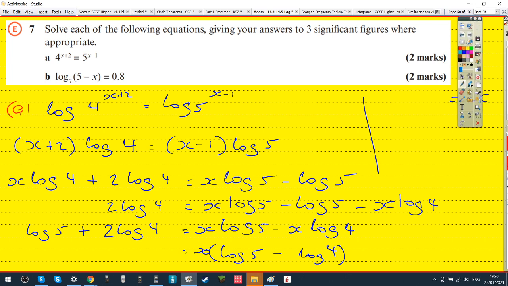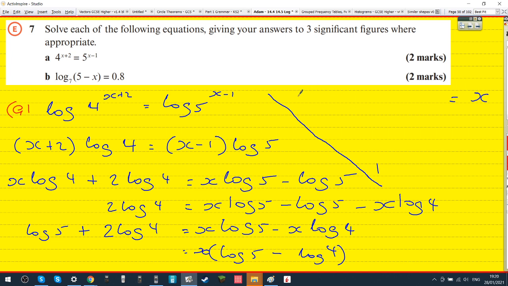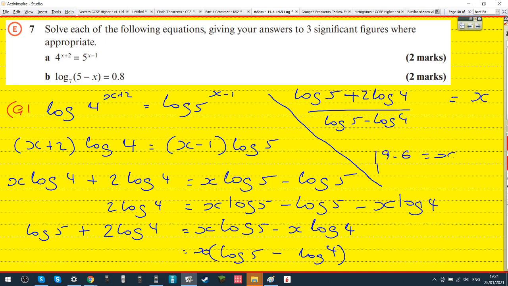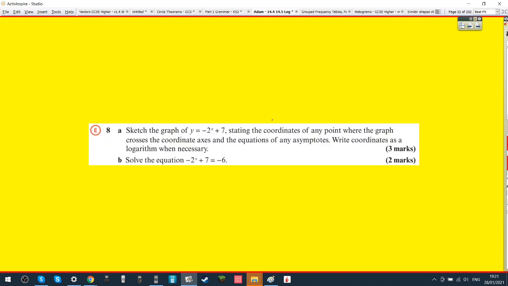So can we put that into the calculator? What will you put in the calculator? What is the full thing? You'd put into the calculator 2 log 4 plus log 5 over log 5 minus log 4. Great. And that gives you your answer, right? Yeah. Which gives you, to three significant figures, 19.6. Great. 19.6. Okay, I'm happy.